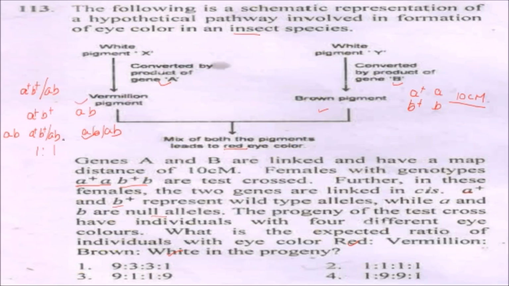So as the distance is 10 centimorgan, we will directly subtract it, 10 minus 1, or the 9 centimorgan for the A and B respectively. So the ratio should be 9:1:1:9. So the option will be number 3.